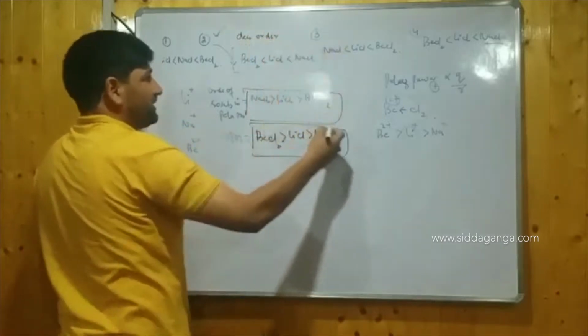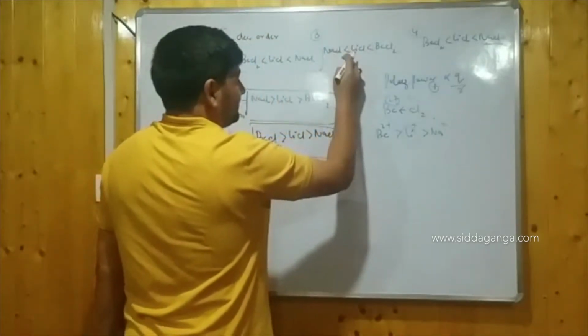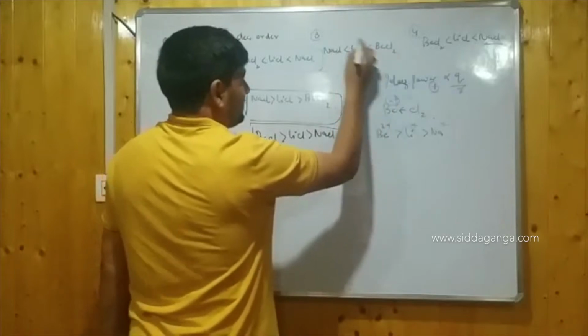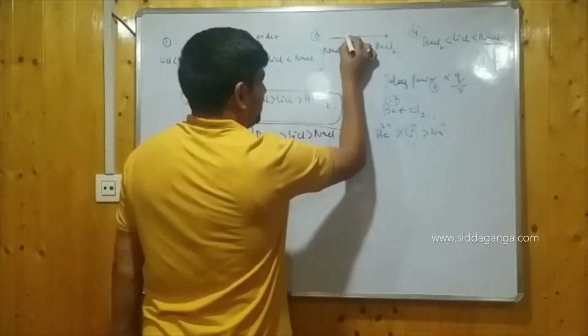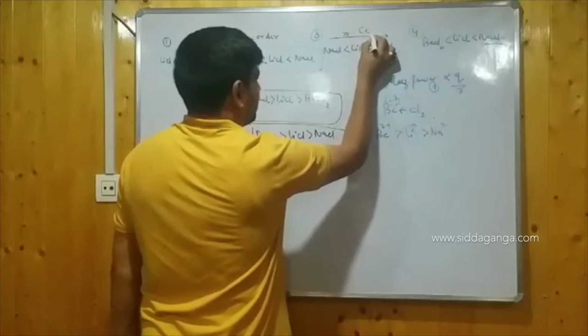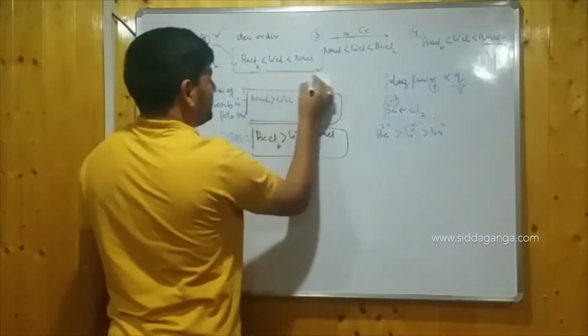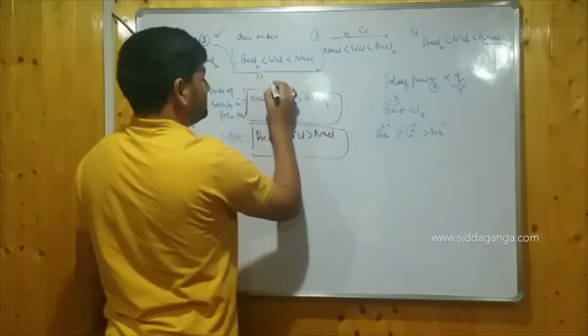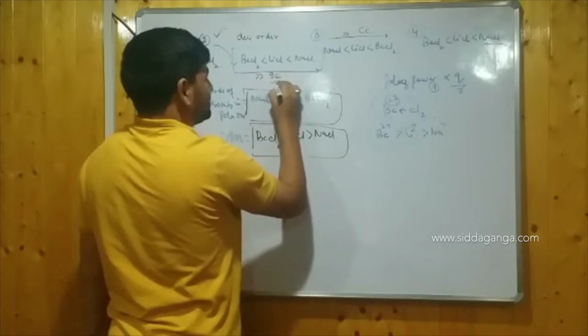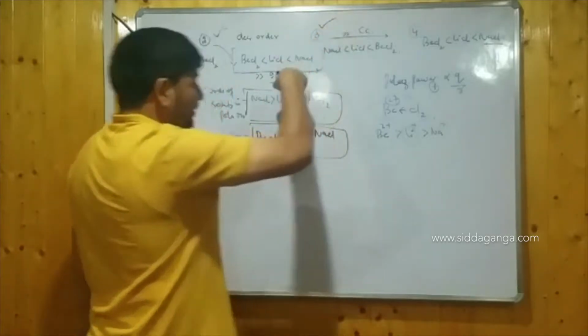Right. So what will be the increasing order? NaCl less than LiCl less than BeCl2. So this will be increasing which character? Covalent character. This will be increasing which character? Ionic character. So the correct option will be option 3 according to the question.